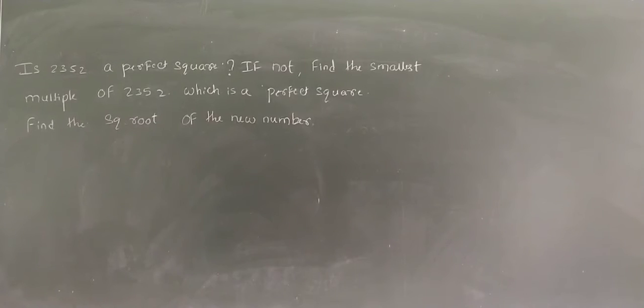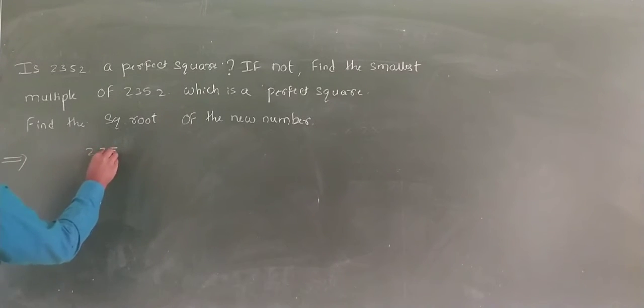So see this way, a very interesting example: is 2352 a perfect square? If not, find the multiple of 2352 which is a perfect square. Find the square root of the new number. Okay, so first do the prime factorization of 2352. Just go with this.